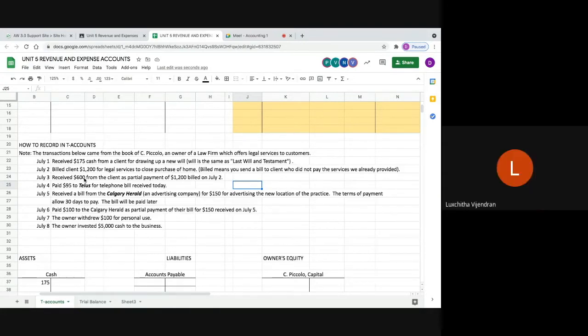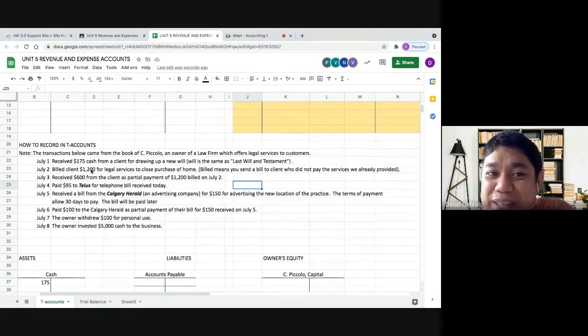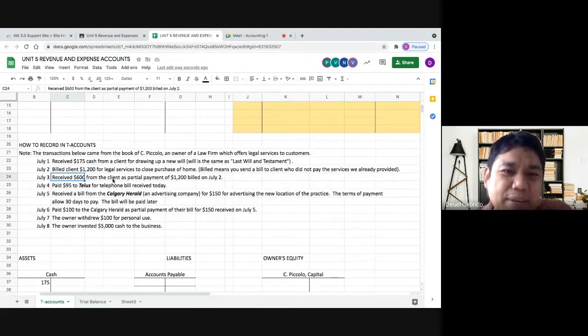No. Not the full amount because he owes us 1,000. He paid only 600. It's like half of it, right? From the client, that's the word partial. Partial means part of it, okay? Of 1,000 billed on July 2.